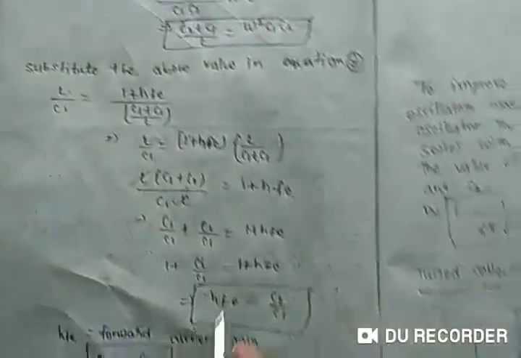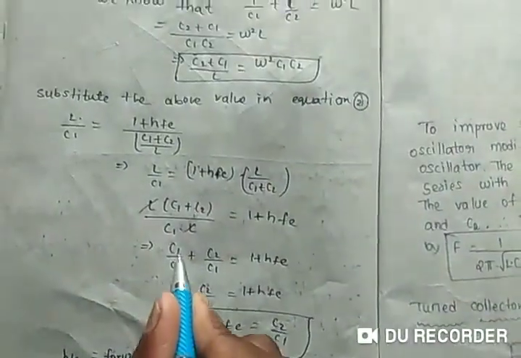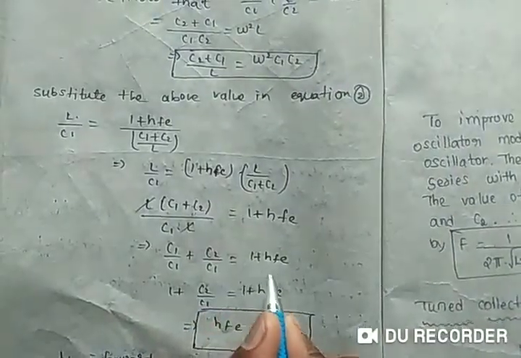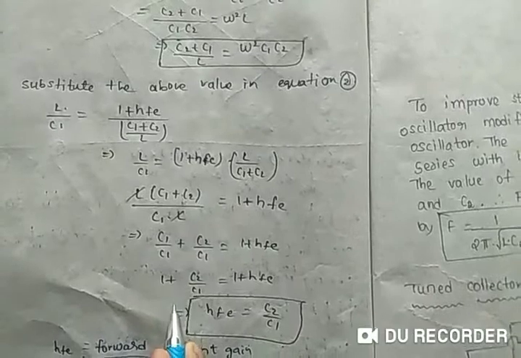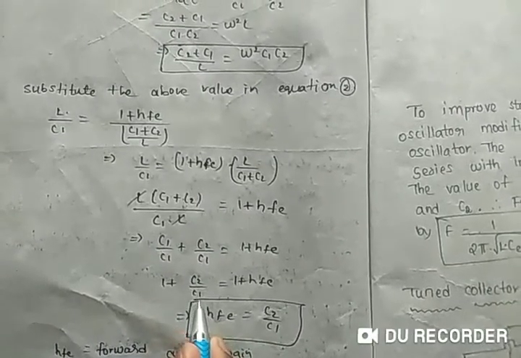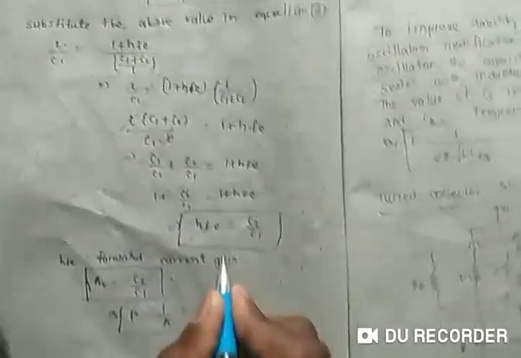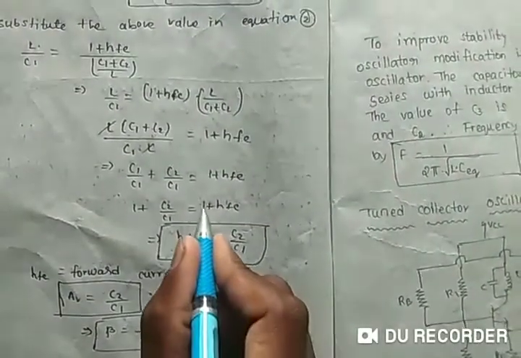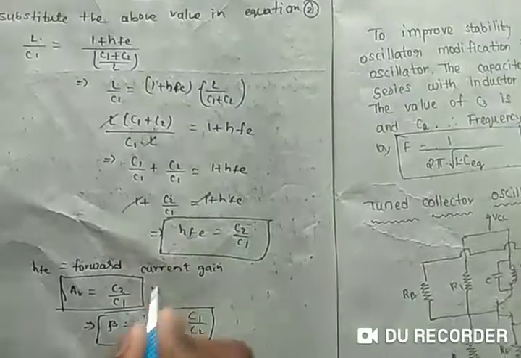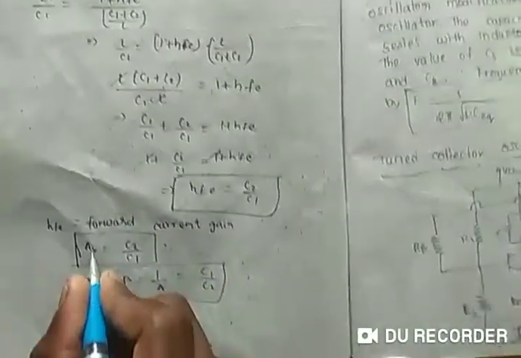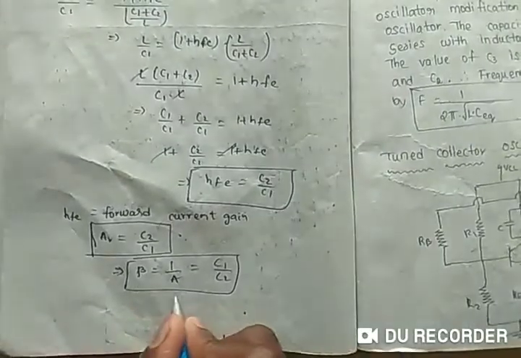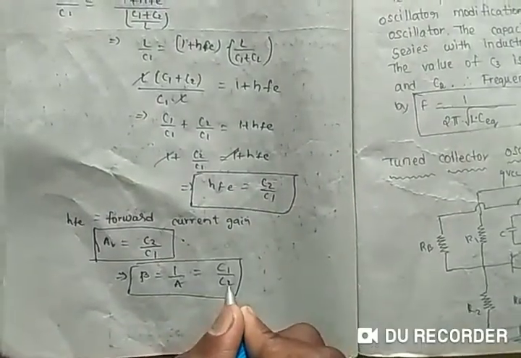And now C1 taking common, C1 by C1 plus C2 by C1 is equal to 1 plus hfe. 1 plus C2 by C1 is equal to 1 plus hfe, and hfe is equal to C2 by C1. Here 1 gets cancelled, and the current gain is equal to C2 by C1, and the feedback ratio beta is equal to 1 by A, that is equal to C1 by C2.